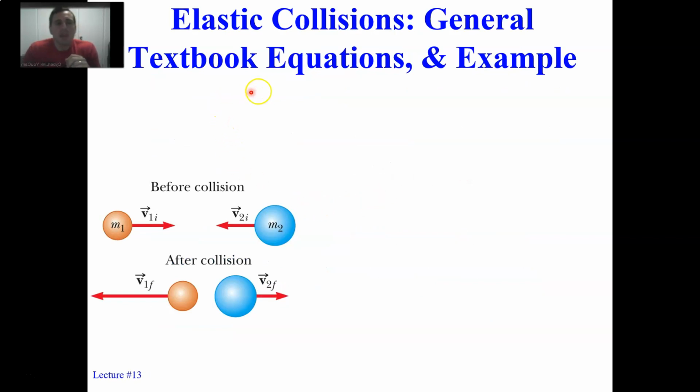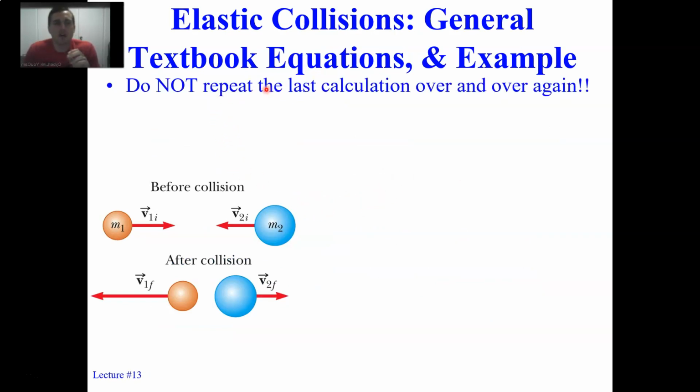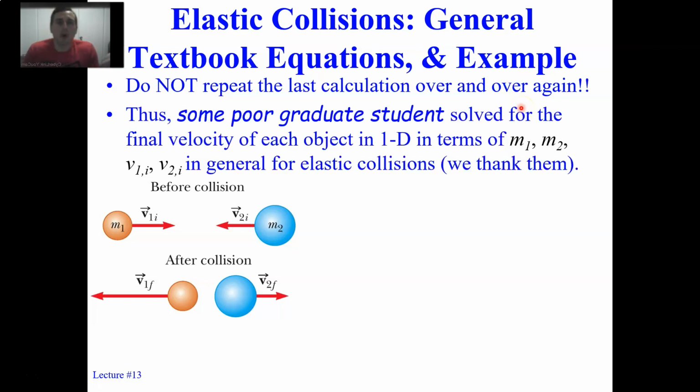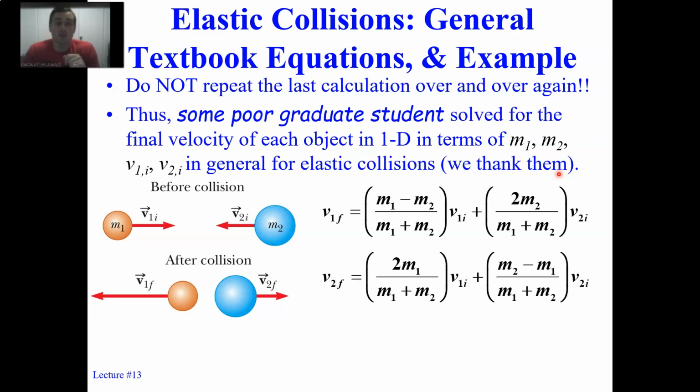Now, suppose you solve those two equations, two unknowns. I do not want you to repeat that last calculation over and over again. So there's a general textbook formula for this. It turns out that some poor grad student, maybe, solved for the final velocity of each object in one dimension in terms of m1, m2, v1 initial, v2 initial, in general for elastic collisions. And we thank them. Because in order to get these equations I'm about to show you, it was a lot of effort, but they are general recipes that do work.